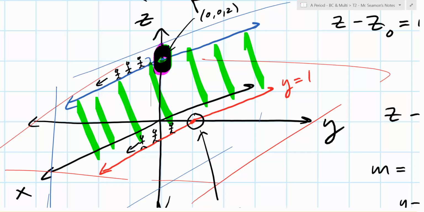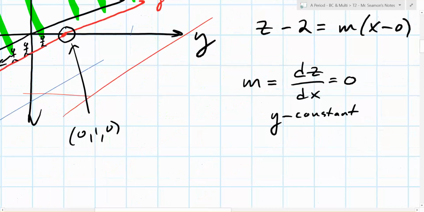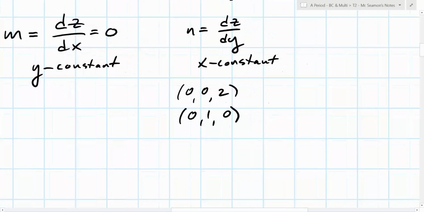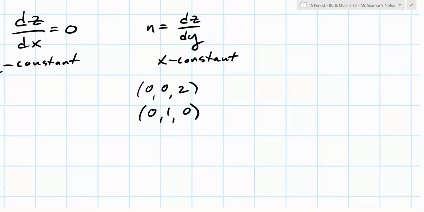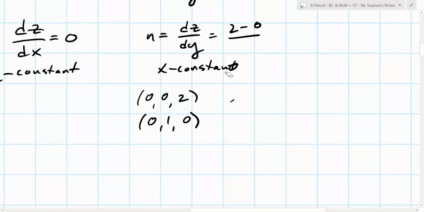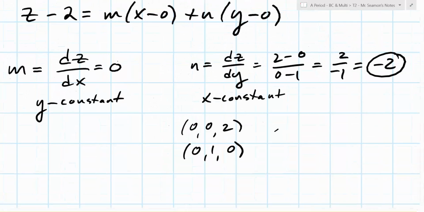Now, is his journey uphill or downhill? Downhill. We can actually figure that out mathematically because we have those 2 points. What are those 2 points? 0, 0, 2 and 0, 1, 0. So if we want dz dy in this case, what's that going to be equal to? 2 minus 0 over 0 minus 1. So that's going to be 2 over negative 1, which is negative 2. Should it be negative? It should.